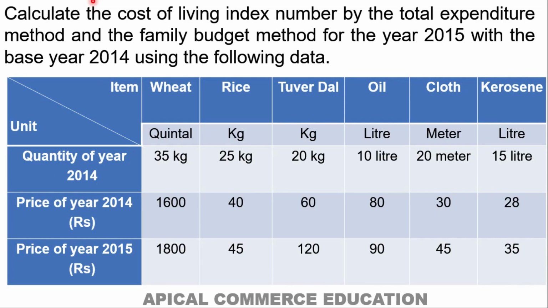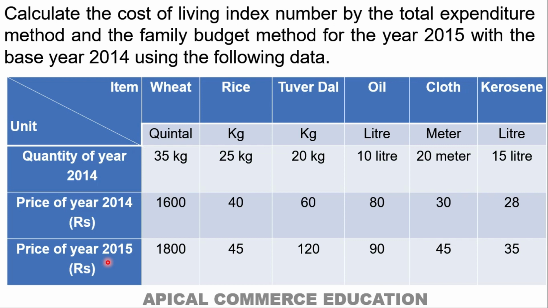Now let's construct cost of living index number by using total expenditure method and family budget method. As you can see in the question, they have given us data about 6 items along with their units, and they have given quantity for the year 2014, price for the year 2014, and price for the year 2015. They have clearly mentioned that we need to take base year as 2014. So 2015 becomes our current year. So quantity for the year 2014 is Q0, price for the year 2014 becomes P0, and price for the year 2015 is P1. So they have already given Q0, P0, and P1 in the question.